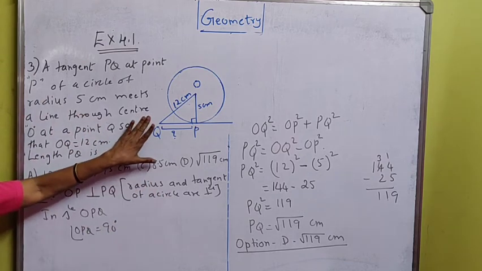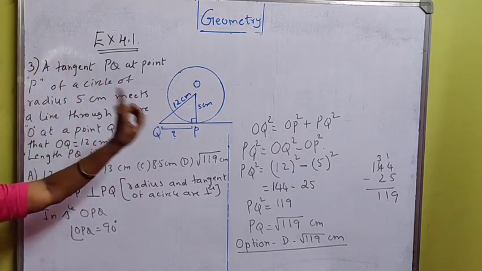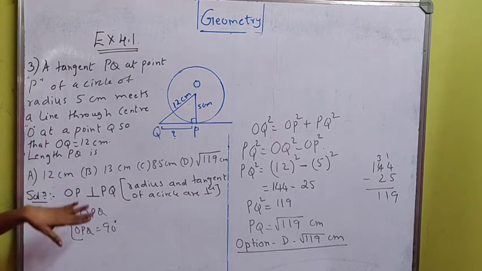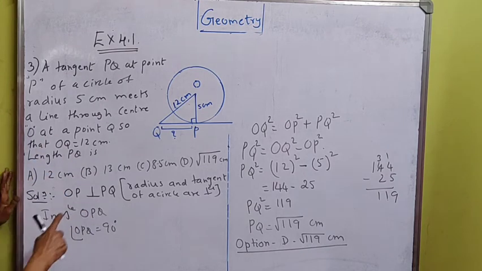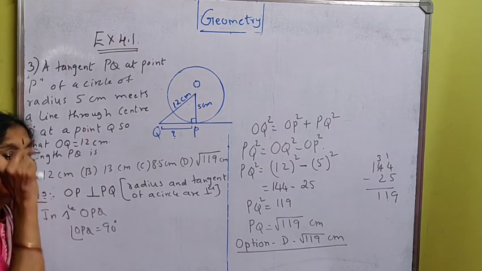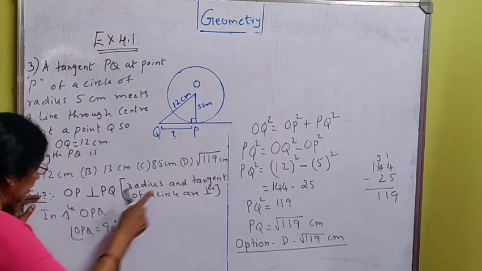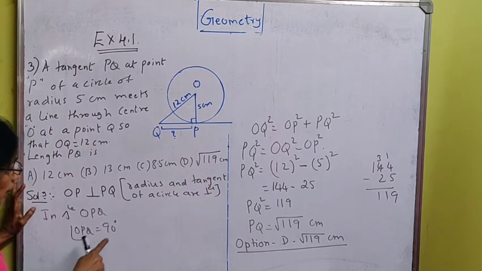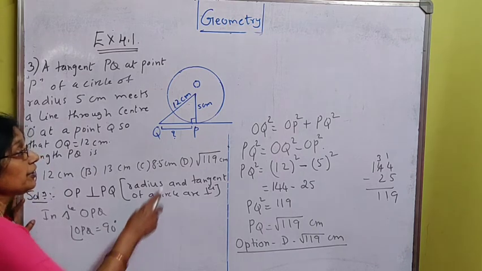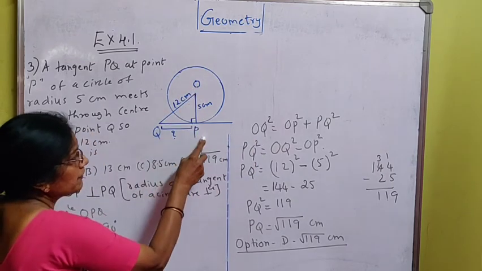So we have to use Pythagoras Theorem. See how similarity to Pythagoras Theorem is useful. In Pythagoras Theorem we have to show which angle is 90 degrees. So what do we write first? OP is perpendicular to PQ. What is the reason? The theorem. What does the theorem say? Radius and tangent of a circle are perpendicular. So in triangle OPQ we get angle OPQ equal to 90 degrees. OQ is the hypotenuse, so OQ square is equal to OP square plus PQ square.